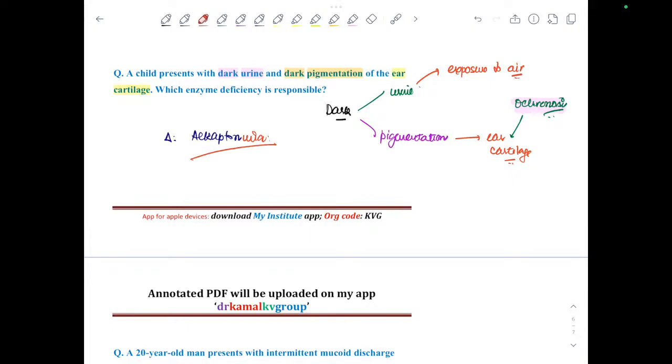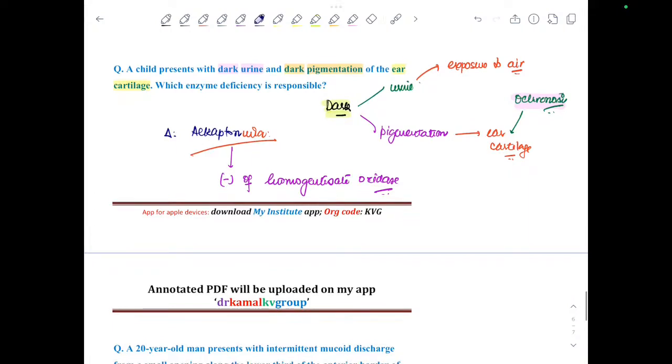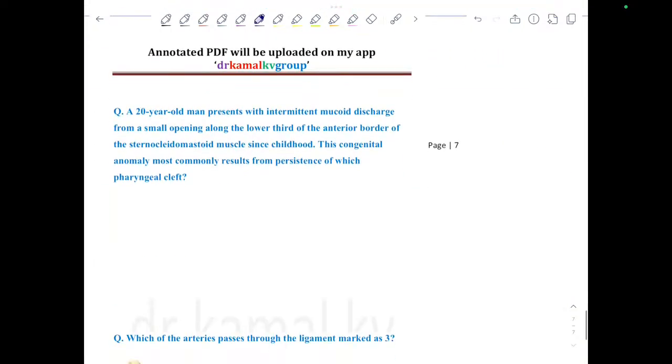Clear? So this condition is alkaptonuria, and alkaptonuria is because of deficiency of which enzyme? Very good, homogentisate oxidase. So this is deficiency of homogentisate oxidase. And that's how, the moment you find any dark word, think of alkaptonuria, classical. Chalo, next question.